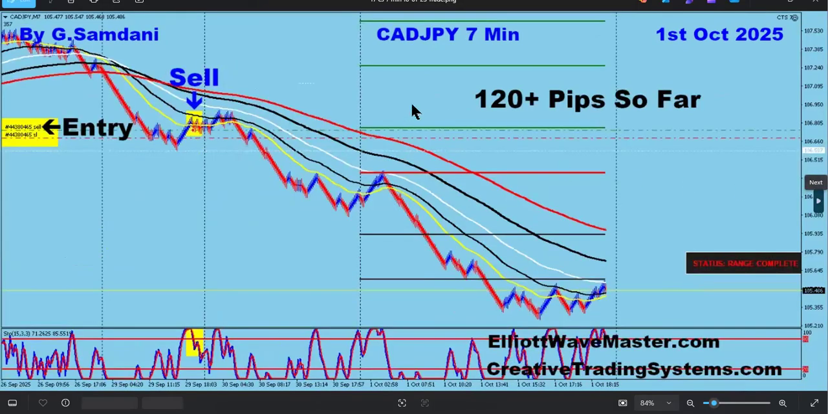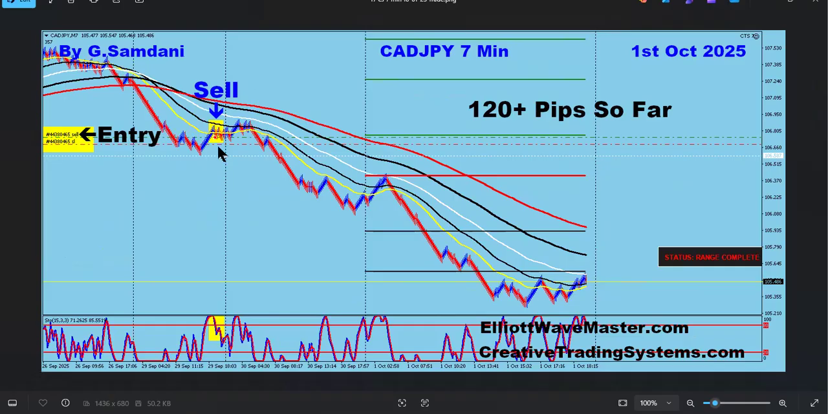Now another one, CAD yen. Actually this got opened on the 29th, and I forgot. I was sitting on a break even and the move was slow, and so what the hell with it. It was just constantly going. So the 29th and the 30th and then October 1st, I just closed this one as well after the range was completed, and all 3 days together is 120 pip.